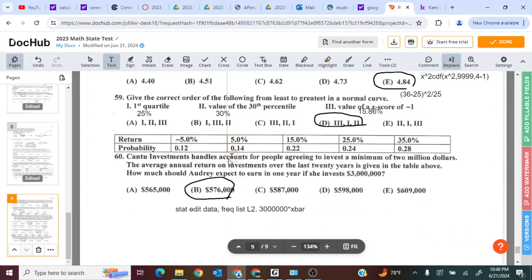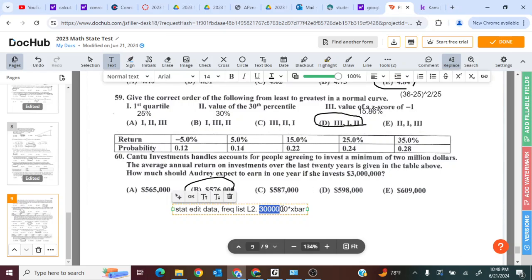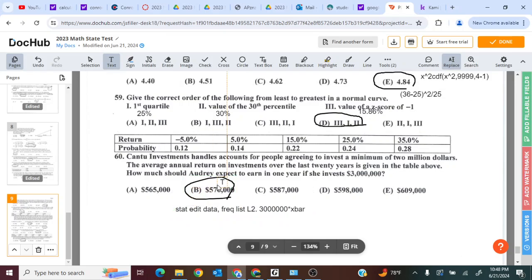Investments, those accounts, and these are all the possibilities. So you'll basically want to put all this in stat edit and use your probability as your frequency list. So put all these into L1, these into L2, one variable stats, freq list as L2, and then you simply multiply your 300 million you put in by your mean return to find your average return, basically, or your expected amount to earn.